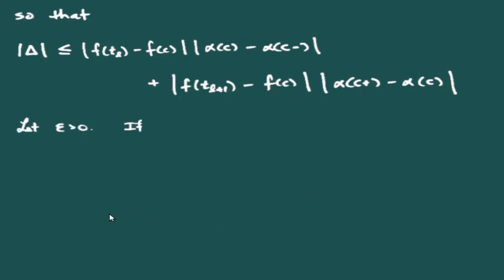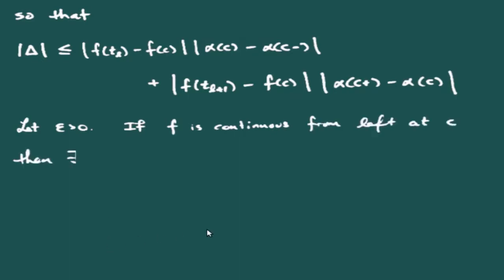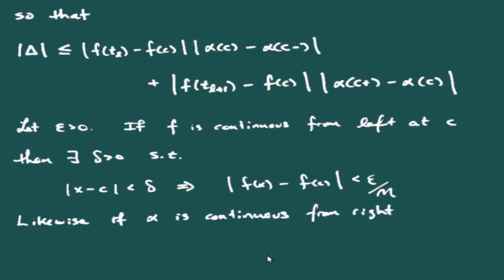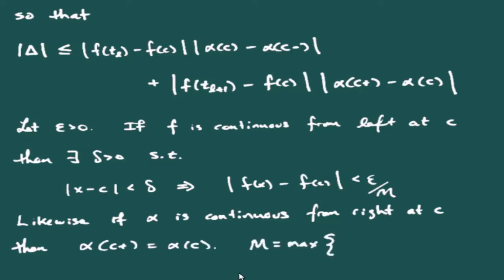So if we let epsilon be any number greater than 0, and we're assuming that f is continuous from the left at c, then there's going to be a delta such that the absolute value of x minus c less than delta means that f of x minus f of c is less than epsilon over m. And likewise, if alpha is continuous from the right at c, then the limit as alpha approaches c from the right is just going to be alpha of c.